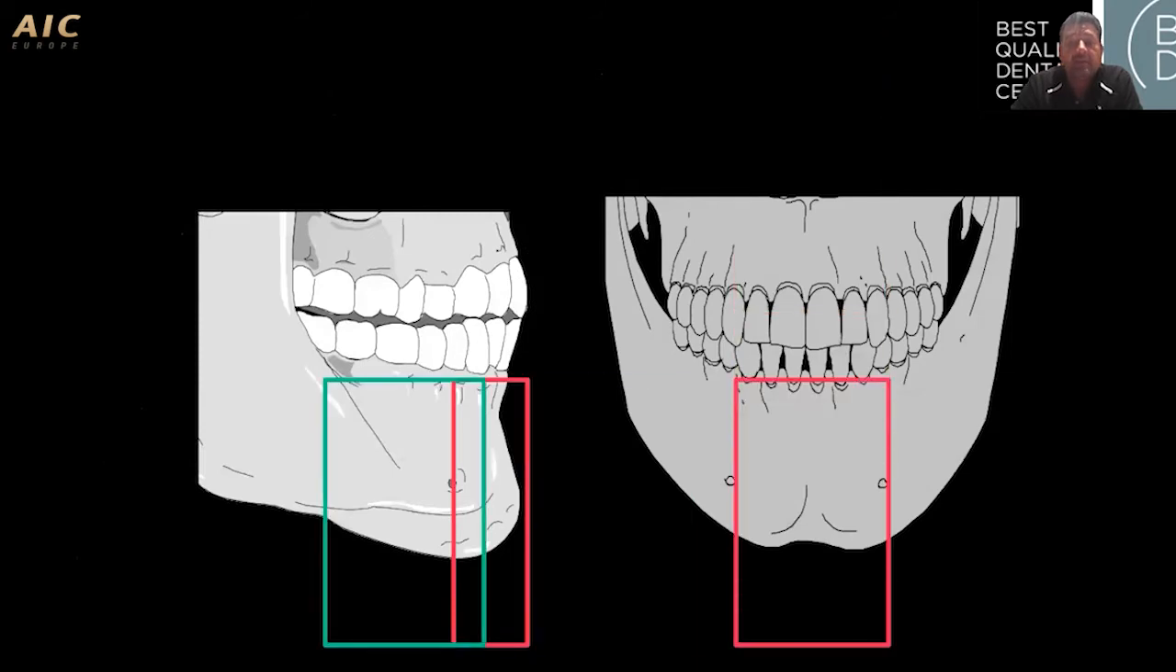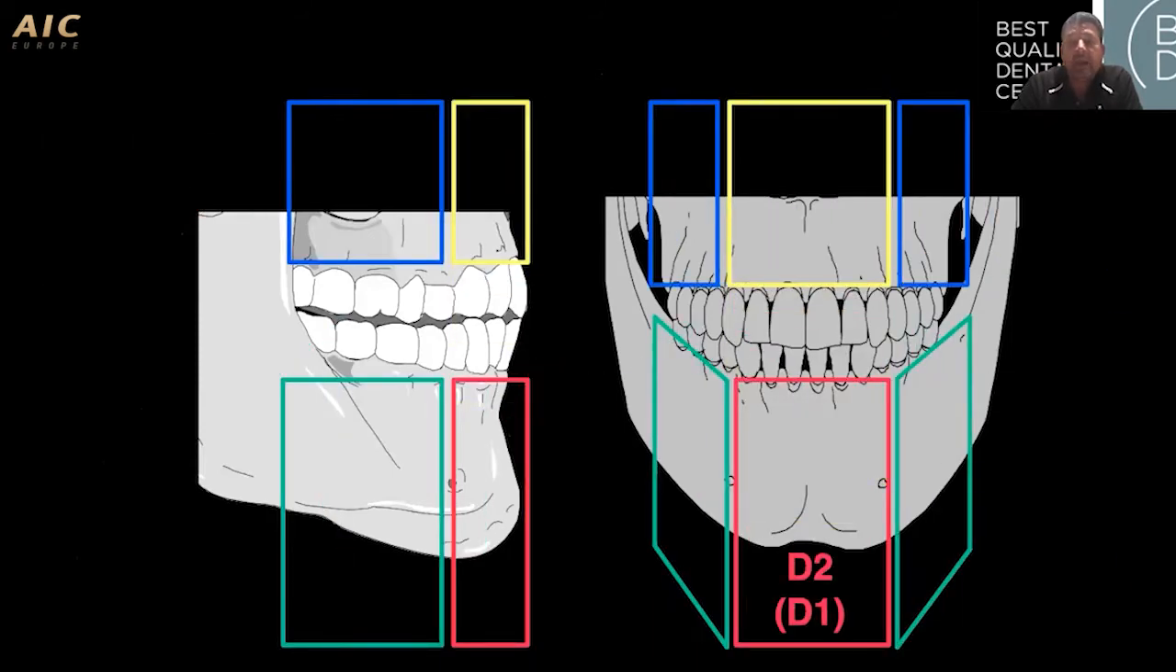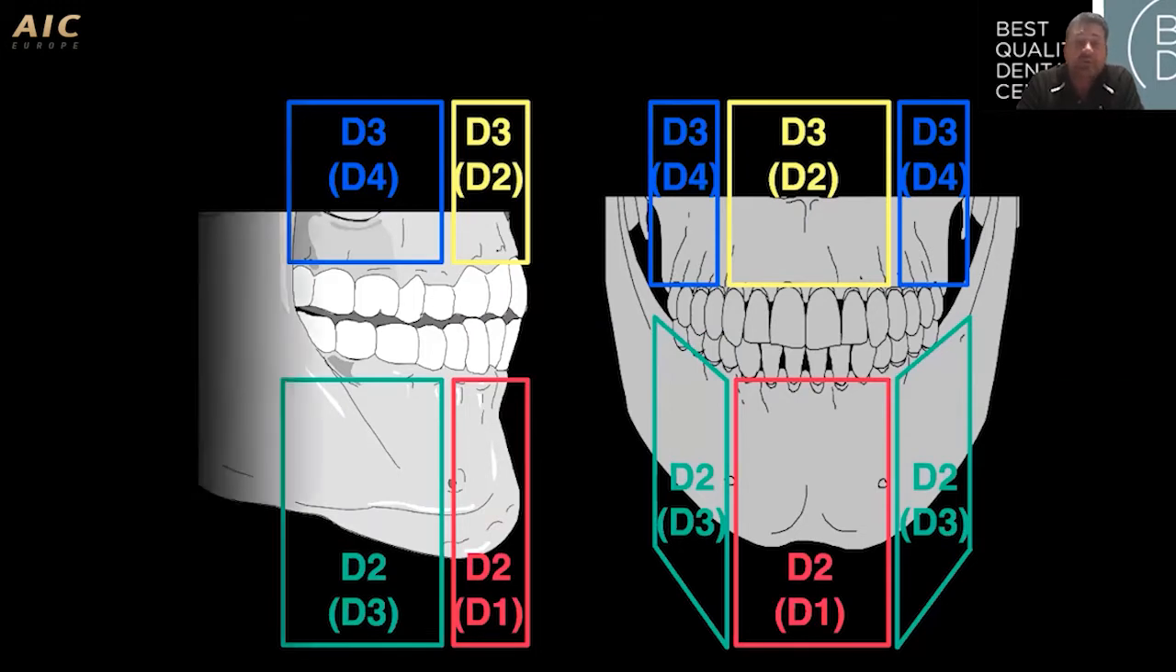So in the schematic design, we can see basically how the bone is anatomically distributed. D1 and D2 in the front of the lower jaw, D2 and D3 further back. The upper jaw is D3, D4, and the anterior upper jaw is D3, D2. Everybody knows this, but this consideration is quite important also.